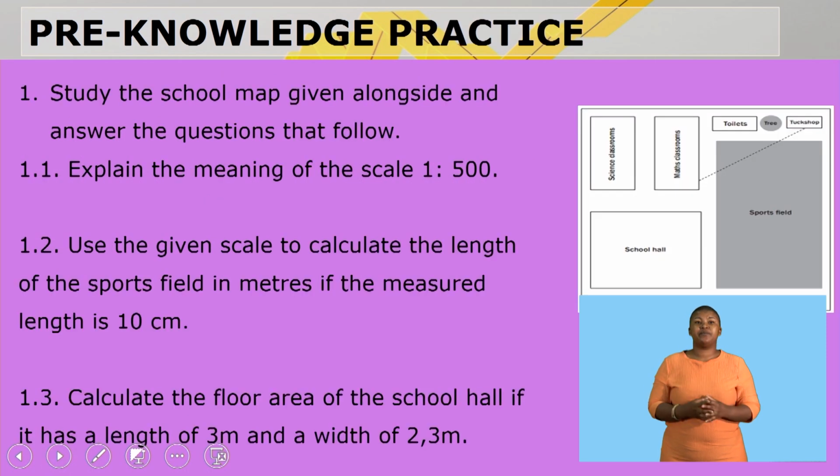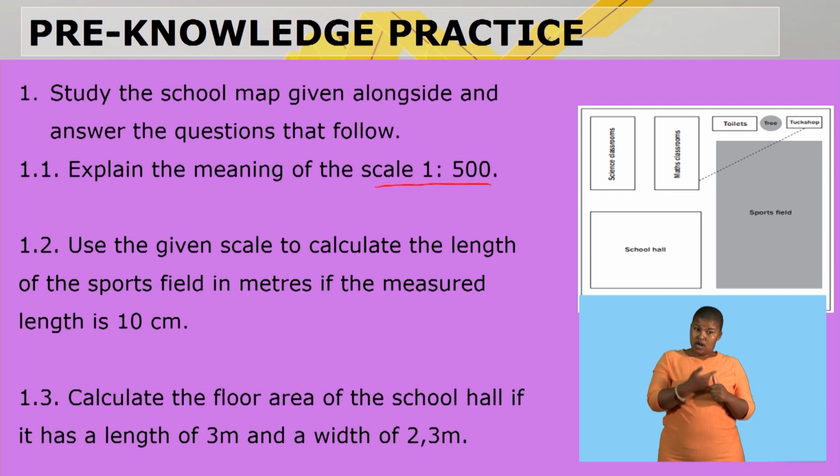Let's look at some pre-knowledge questions to get us started. Question 1. Study the school map given alongside and answer the questions that follow. 1.1. Explain the meaning of the scale 1 to 500. 1.2. Use the given scale to calculate the length of the sports field in meters if the measured length is 10 centimeters, and calculate the floor area of the school hall if it has a length of 3 meters and a width of 2,3 meters. Let's look at 1.1.